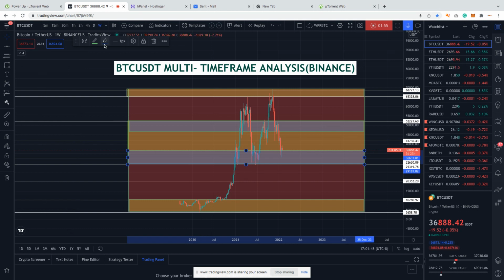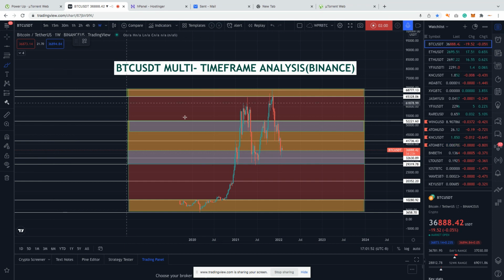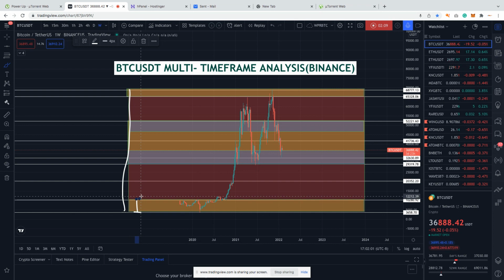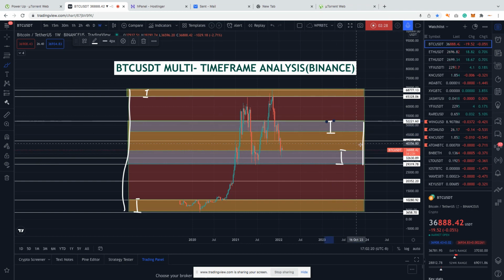So I'm going to try to give you a brief overview of what this box is and how it functions, right? So we have two boxes here, of which we have the bigger box. This is the support area, which is also my demand zone, very important. And this is the supply area, which happens to be the resistance area of my box. Now I have another box inside the bigger box, of which here is my demand area, which is support, right? And here is my supply area, which is resistance.